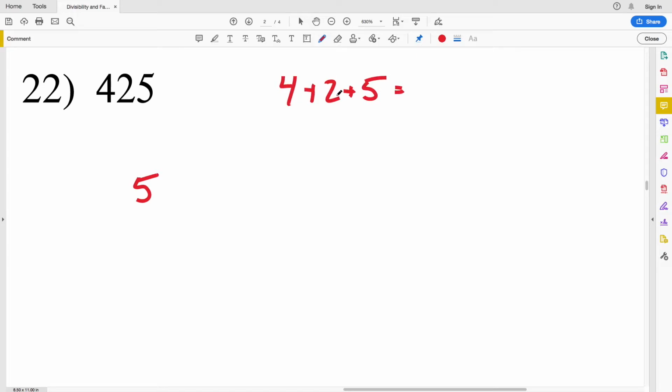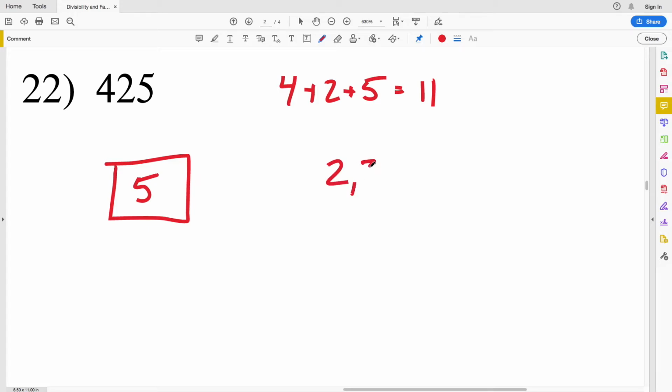4 plus 2 is 6, and 6 plus 5 is 11. So we know that 11 is not divisible by 3, therefore this number in 22 is also not divisible by 9. So the only factor of 425 is 5. Therefore, the only number 425 is divisible by, within our list of numbers, is 5.